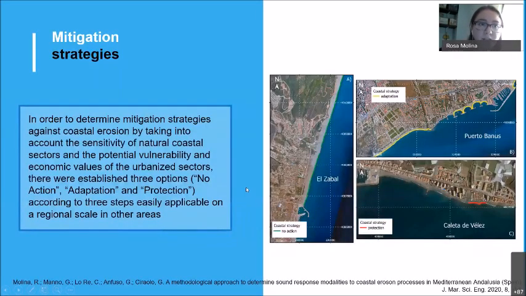The mitigation strategies. In order to determine the mitigation strategy against coastal erosion, taking into account the sensitivity of natural coastal sectors and the potential vulnerability and economic values of the urbanized sectors, three options were established: no action, adaptation, and protection, according to three steps easily applicable on a regional scale in other areas. These three maps represent three examples of the studied areas, one for each coastal strategy.